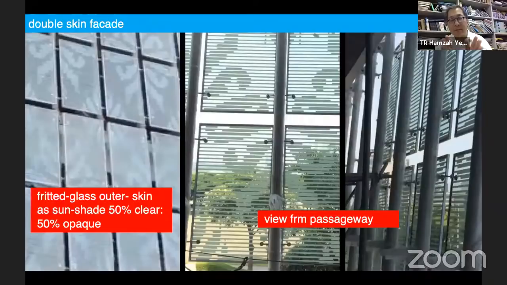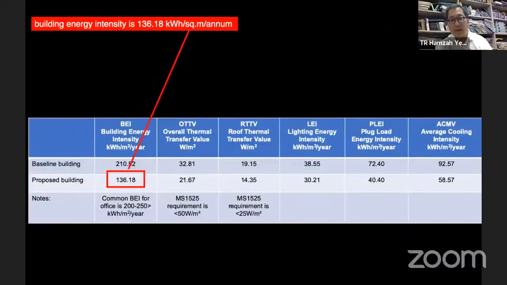Now, it is a double skin wall. So it is the outer skin, you can see with the glass, and then with the air gap in between. The inner skin is a flat wall, so that even though the building looks faceted and shaped, the building itself has flat and straight walls on the inside. Now, the average office building uses about 210 kilowatt hours per square meter per annum.